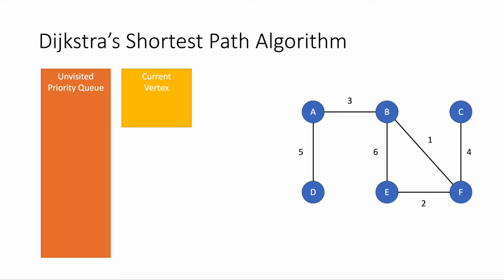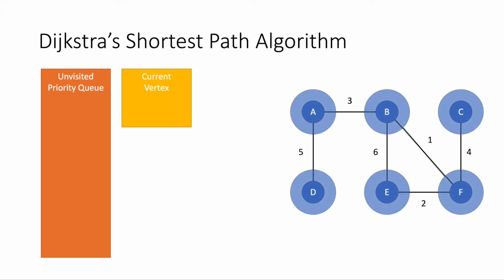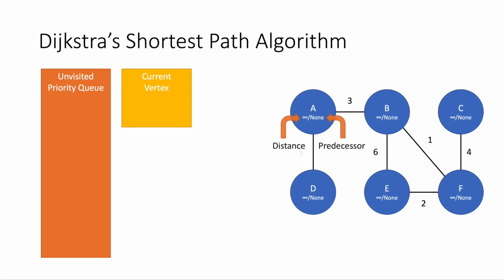Now we can actually start the algorithm. The first thing we're going to do is make all the vertexes bigger, because we're going to have to store a little bit more information about each vertex as the algorithm progresses. Each vertex is given a distance and predecessor pointer. The distance value is a number that represents the distance from that vertex to the starting vertex. The predecessor pointer points to the previous vertex on the shortest path.